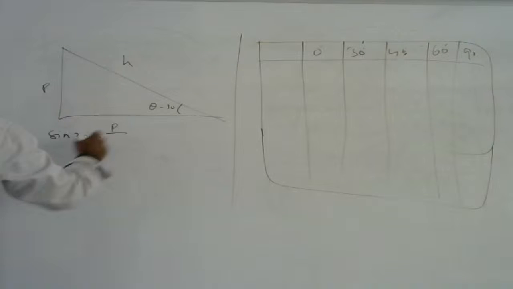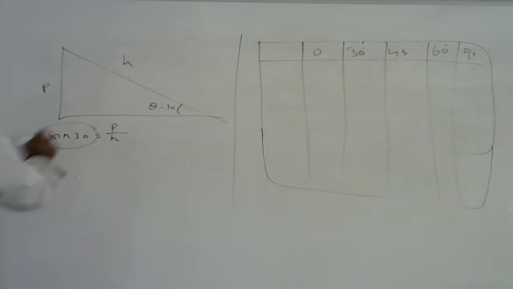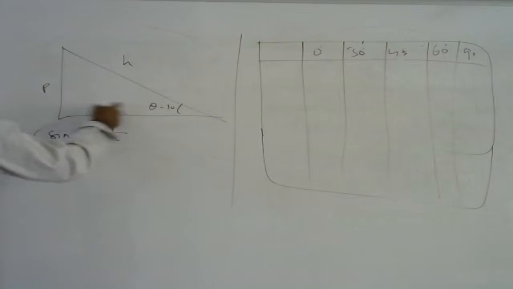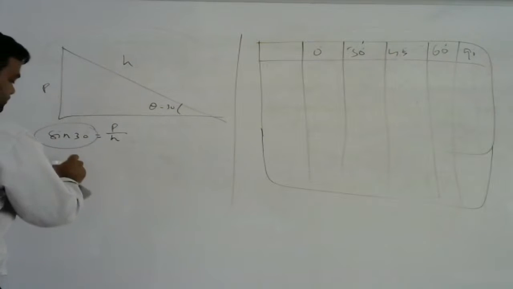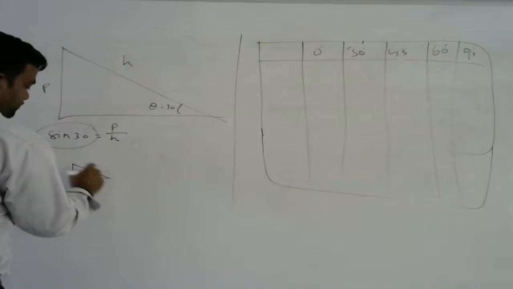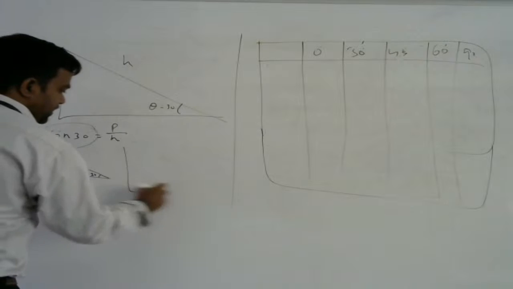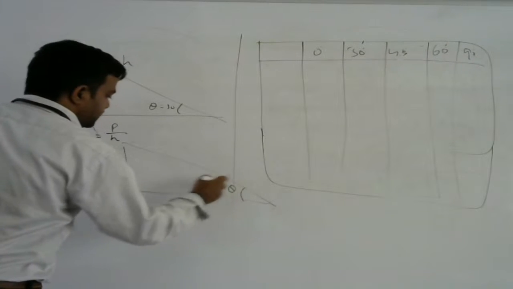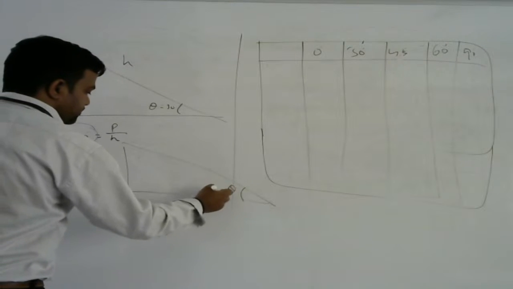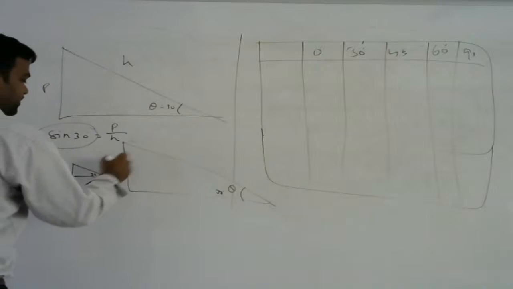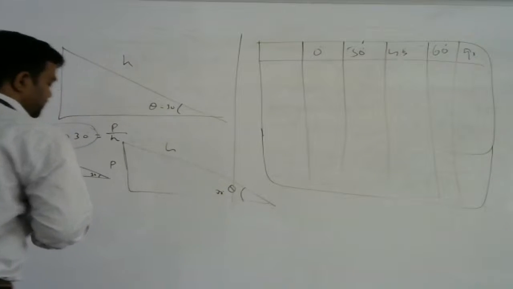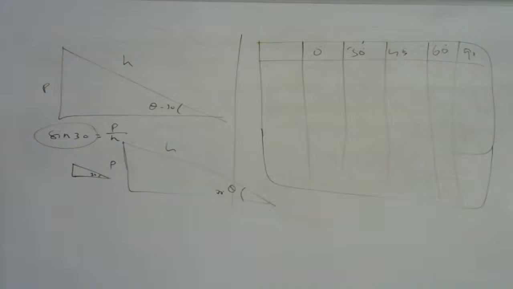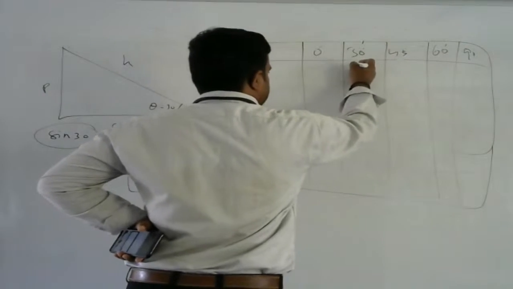So it will be P upon H. Now this sin 30 will be a constant. You make the triangle in any way. Suppose you are increasing P and B, a smaller triangle of 30 degree or a larger triangle of 30 degree, theta 30 degree, the ratio will be same. P by H for sin 30 will always be a constant, and this will be half.